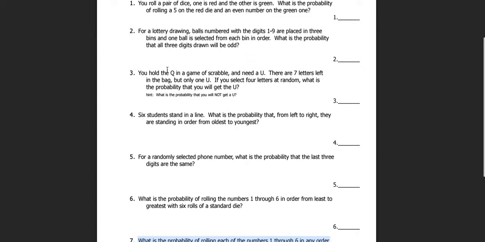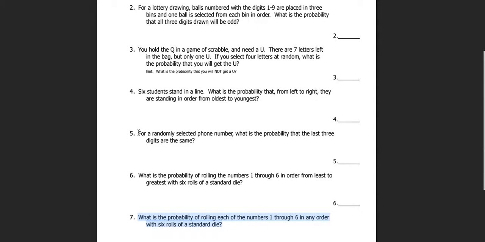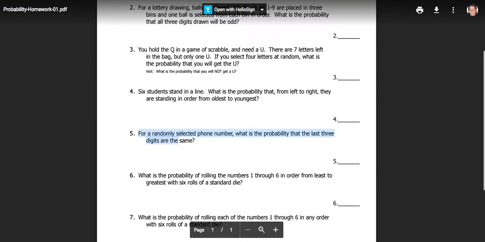I can explain 5 if you want. Okay, let me read it real quick. For a randomly selected phone number, what is the probability that the last 3 digits are the same? First, Anatol, again, what is the number of combinations? Well, what I said, 100.